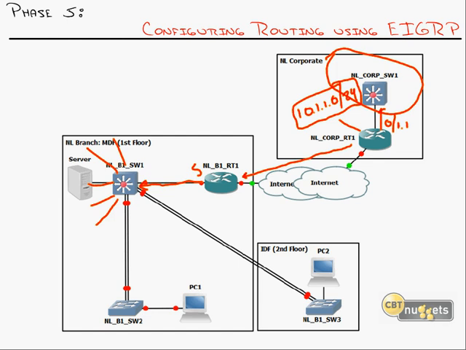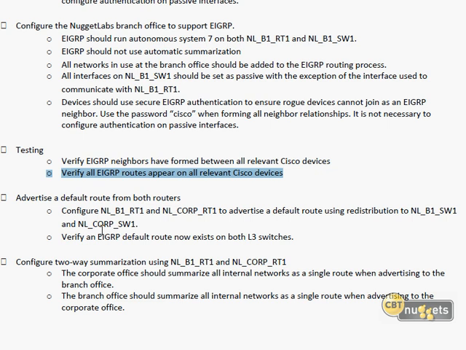So there are two different ways that we're now going to tweak it, and this is probably beyond the CCNA. Number 1 is to advertise a default route from both routers. Now, come on. What real-world environment doesn't have a default route on all devices? So it says configure Nugget Lab branch 1, router 1, and corporate router 1 to advertise a default route using redistribution to switch 1 on both sides.